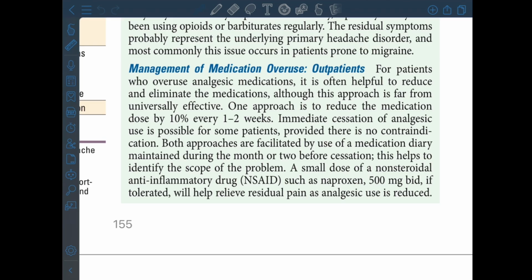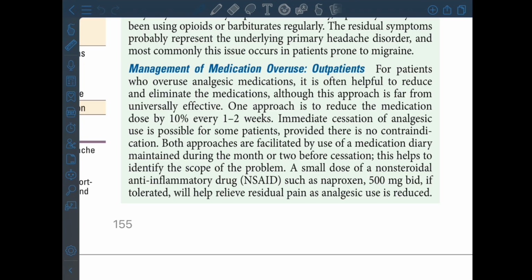Management of medication overuse. Outpatients. For patients who overuse analgesic medications, it is often helpful to reduce and eliminate the medications, although this approach is far from universally effective. One approach is to reduce the medication dose by 10% every 1 to 2 weeks. Immediate cessation of analgesic use is possible for some patients, provided there is no contraindication.